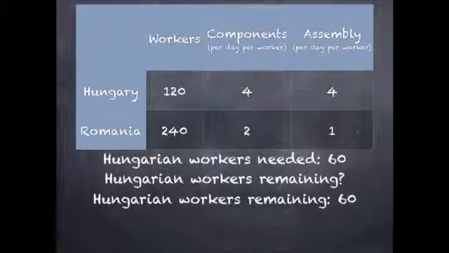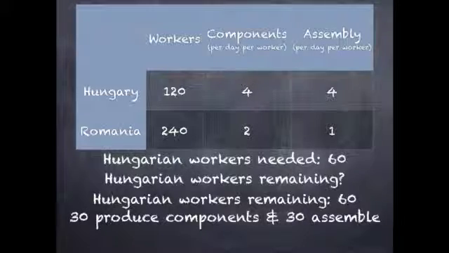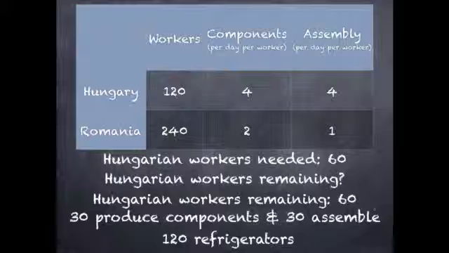Now, how are we going to divide those remaining 60 workers up? What we want to take a look at is their relative productivity in the production of components and assembly, and we can see that they are equally as productive. They can produce 4 sets of components per day or assemble 4 refrigerators. So given this, we are going to split the workers evenly amongst producing components and assembling the refrigerators. So we're going to have 30 producing components and 30 assembling refrigerators. The 30 that produce components are going to produce 120 sets of components, and the remaining 30 workers are going to take those components and produce 120 refrigerators.